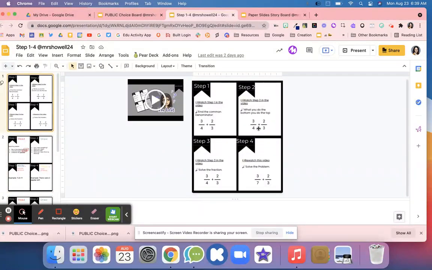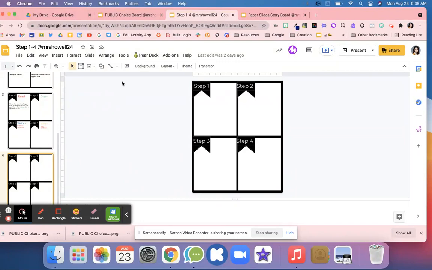For example, if we're doing fractions, you're going to first find the common denominator. Then you're going to take that common denominator, and whatever you did to the bottom to get that common denominator, you're going to multiply by the top. And then, for example, you're going to just solve it, and then you're going to solve a new problem. And this, again, could be with any topic, but that is how you would do this step by step.